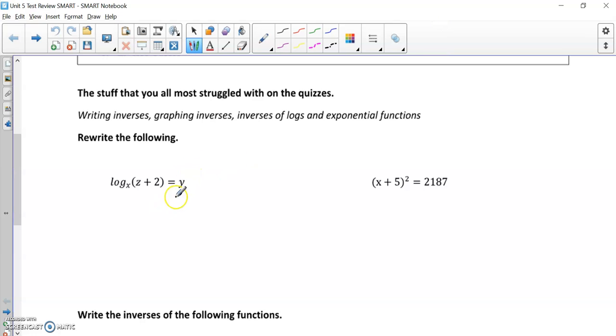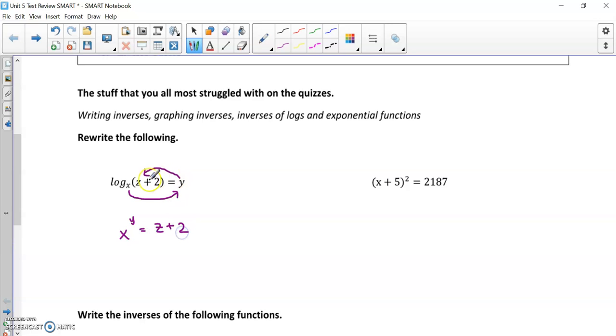Alright, so we have an equation that is in log form that we then need to convert to exponential form. So remember, you have to do the circle of life in this case. So we go from the base to the other side of the equal sign, and then that to the parentheses. So that gives us x to the y power equals z plus 2.